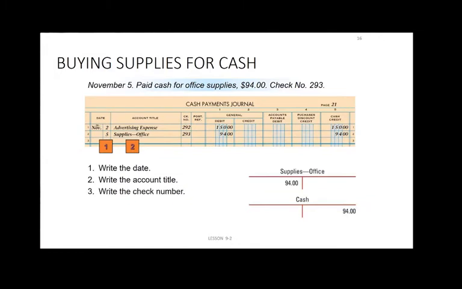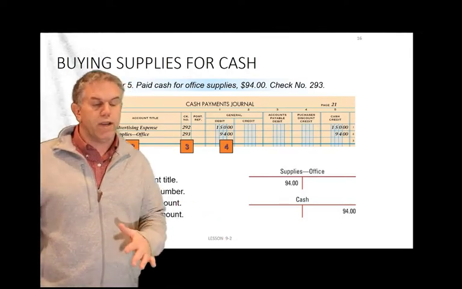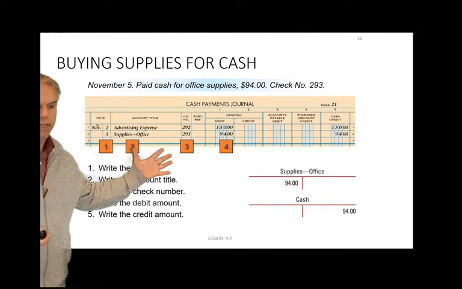Again, as we walk through it, this is pretty simple and straightforward. It's actually pretty easy to use the cash payments journal. If you were working in the multi-column journal in chapters 1 through 8, this cash payments stuff will feel really, really easy for you.